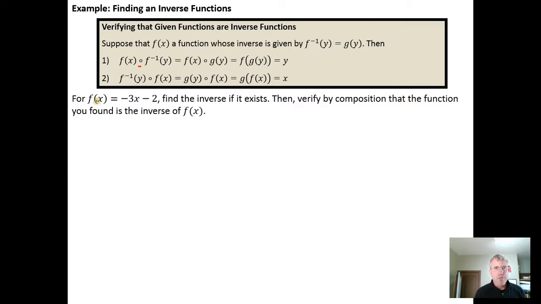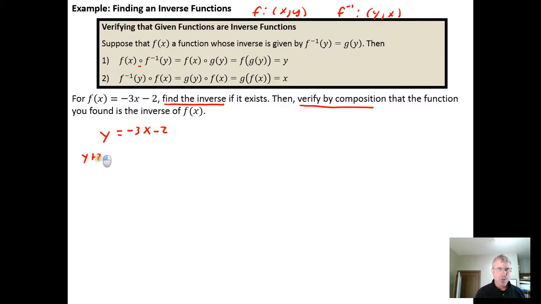So it says, for f of x equals negative 3x minus 2, find the inverse. Verify by composition that the function you found is the inverse of f of x. So I have a function f of x. I'm going to replace the f of x with y. We're taking a function f that has input x, output y, and we're finding an inverse function that has input y, output x. So to simplify our life, we'll replace f of x with y because in a function context they're synonyms. So we write down our function y equals negative 3x minus 2, and then the inverse we simply get by solving for x.